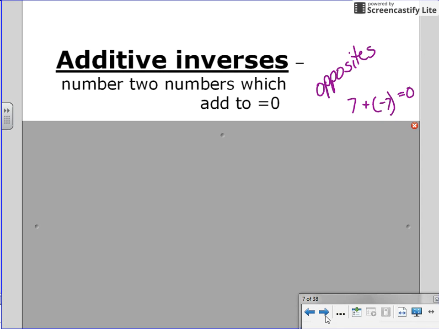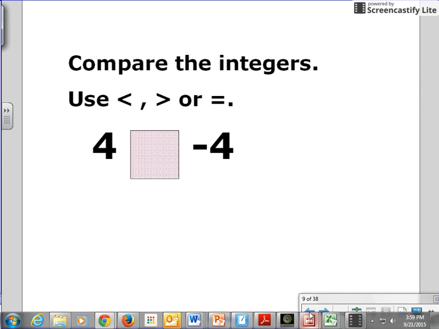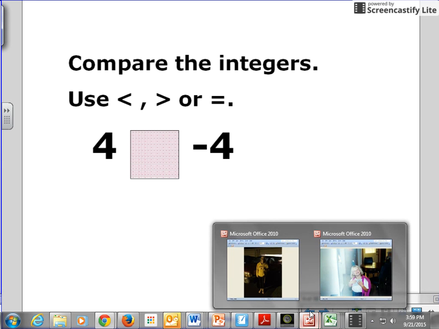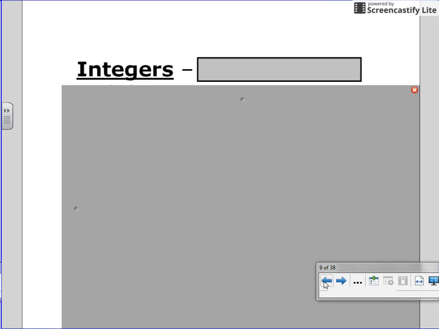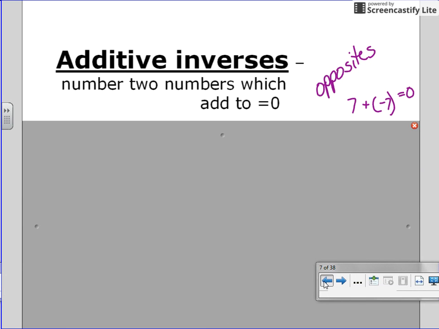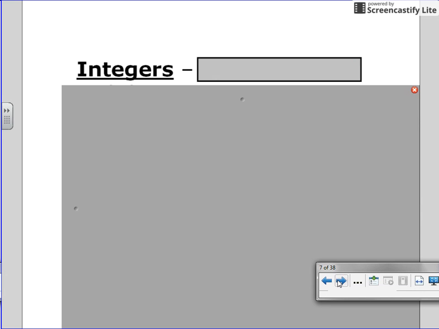All right, let's take a look at what else we've got for some vocabulary terms here. Hold on, kind of losing my spot here. So I get this up here, that'll be a little easier. All right, so we've got opposites. We've got additive inverses.